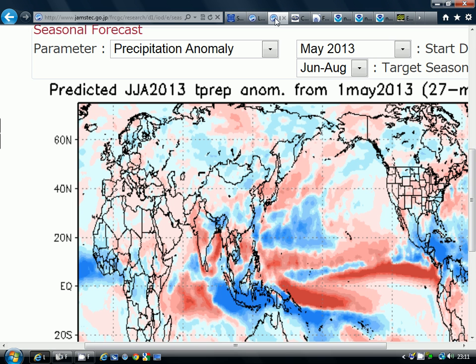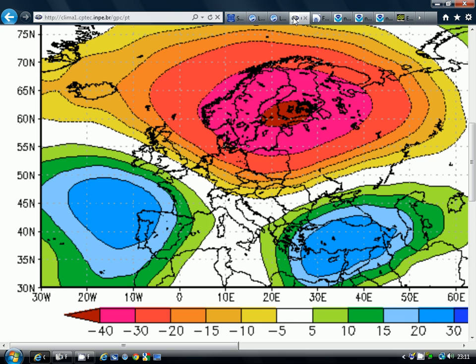That was temperature. Precipitation again is average there, very pale colours. So again, the model is going for average precipitation. So average temperature and average rainfall is the prediction from the Jamstec IOD model for this summer.